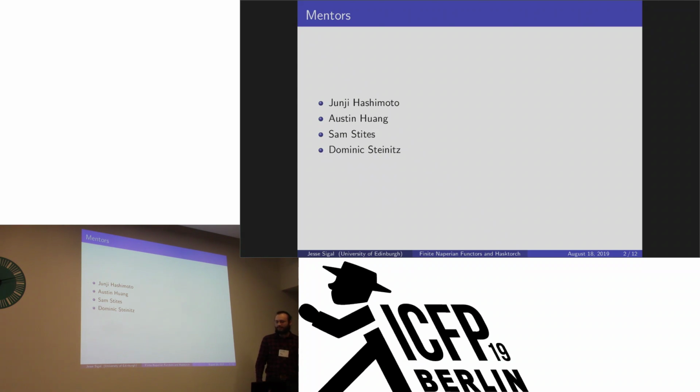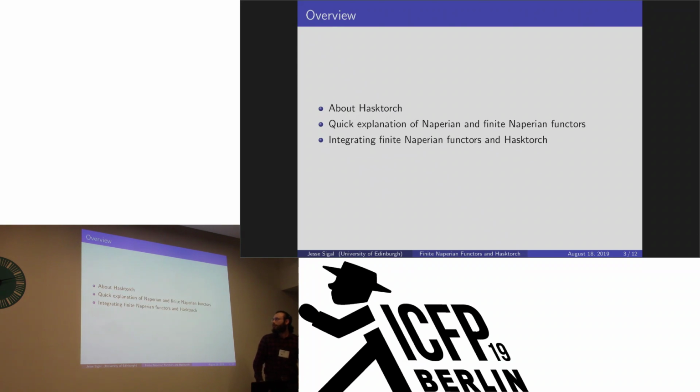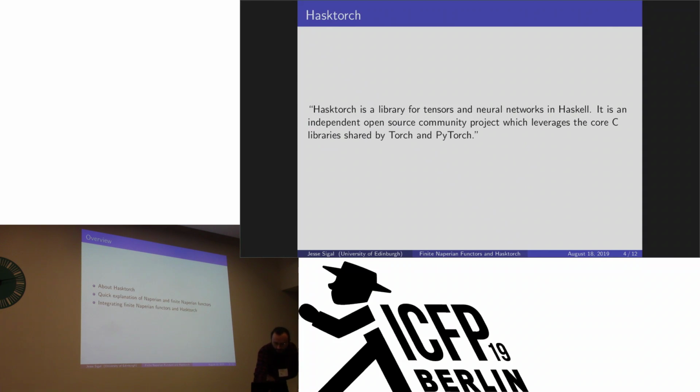And let's get started. So, a quick overview of what I'm going to talk about. I'm going to give a 3-second overview of Hasktorch. The talk later today by Junji will go into a lot more detail than I will. I'm going to give a quick explanation of Naperian and finite Naperian functors, trying to give enough information for non-Haskell people as well. And then I'm going to talk about how to integrate the two.